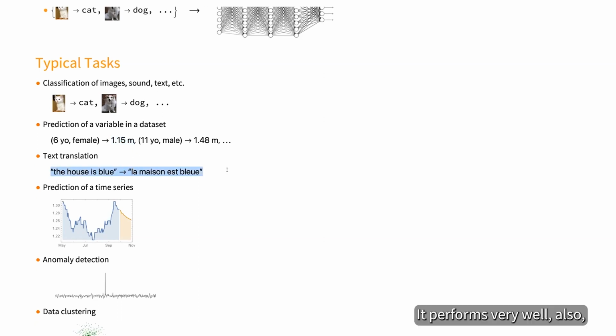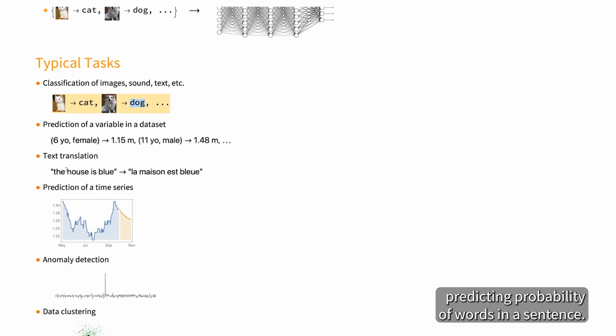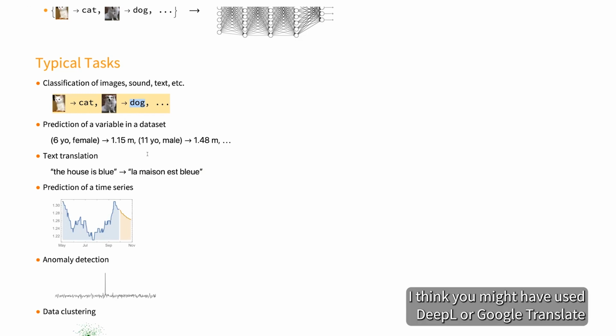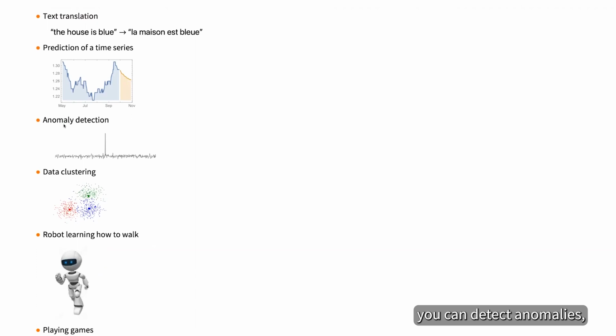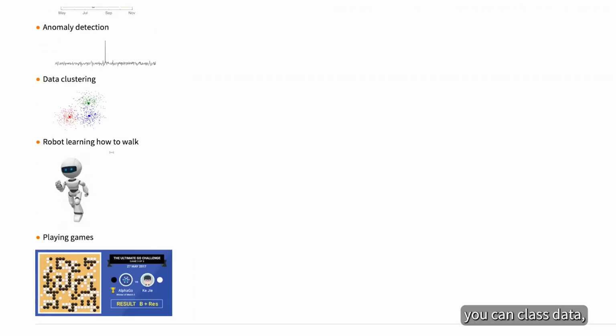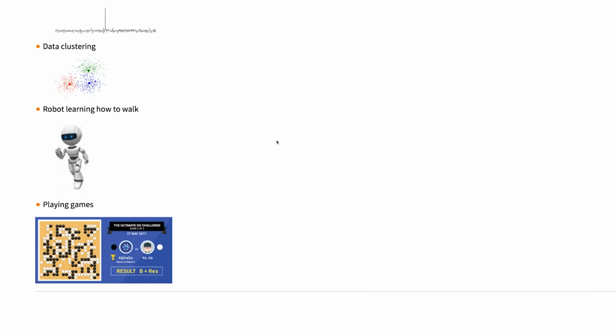It performs very well also predicting probabilities of classes, here dog, cat, or predicting the probability of words in a sentence. This is used a lot now for text translation. I think you might have used DeepL or Google Translate to translate some text. You can predict the continuation of a time series. You can detect anomalies. You can cluster data. You can teach a robot how to walk, or you can teach a computer program how to play games. This was from the famous Go match between AlphaGo and Lee Sedol, when AlphaGo won. This was considered to be a very, very difficult game for a machine to learn.